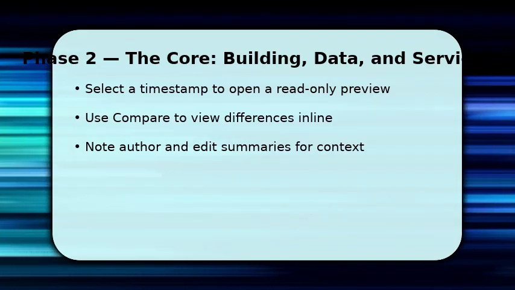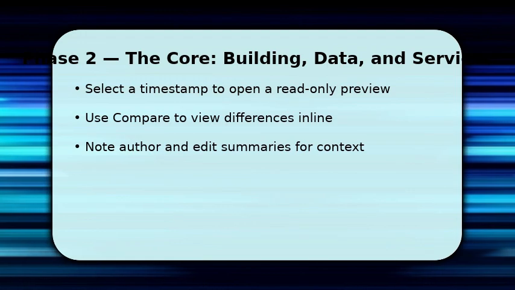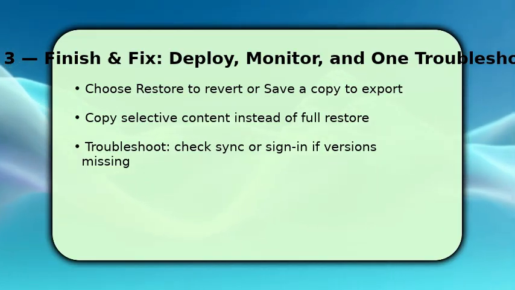Make sure to inspect author notes and autosave markers because they reveal intent and timing. If changes look merged, use side-by-side view to clearly identify each. To finalize, either click Restore to replace the current document with the selected version, or choose Save a Copy if you want both versions preserved.